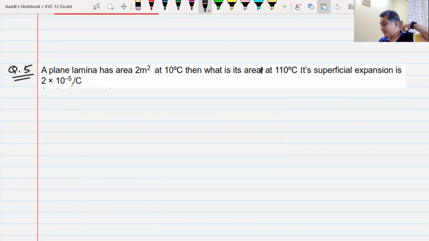A plane lamina. Lamina means it is a two-dimensional body. It has an area of 2 meters square at 10 degrees Celsius. What is the area at 110 degrees Celsius? Superficial expansion is given. Sometimes, instead of giving you superficial expansion, they will give you linear expansion, and that is how the questions are framed. They will never give you superficial expansion directly. So you must know a relation between superficial expansion, linear expansion, and the third thing, which is volume expansion. Yes or no? Yes, sir. If you don't know it, you can write it.